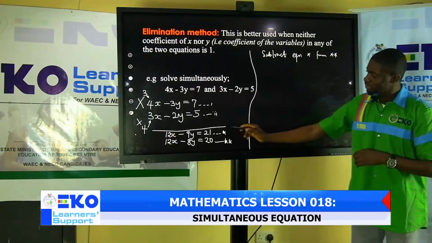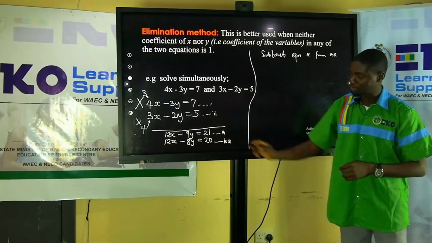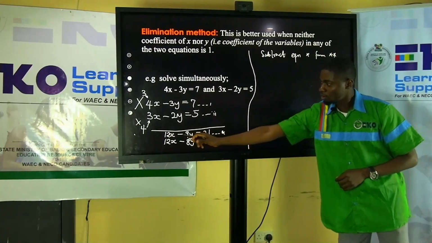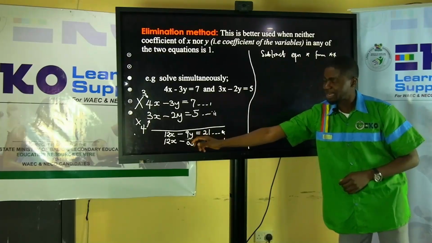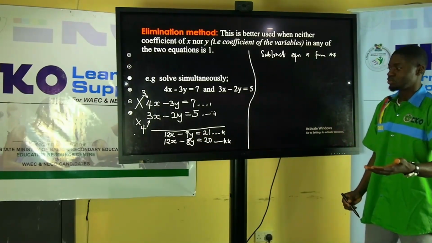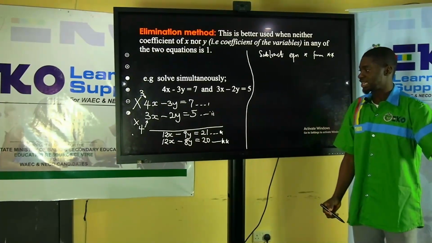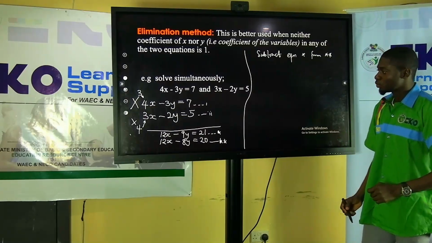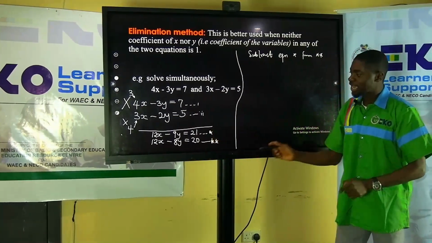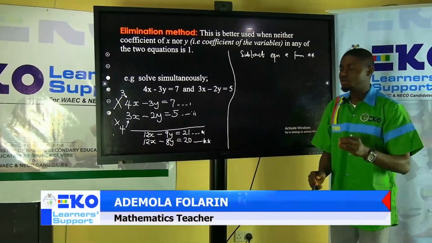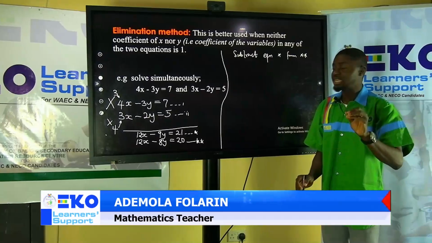That means this equation is what we are removing from this. So 12x minus 12x gives us 0. So automatically x is eliminated. Now we have minus 9y being taken away from minus 8y.